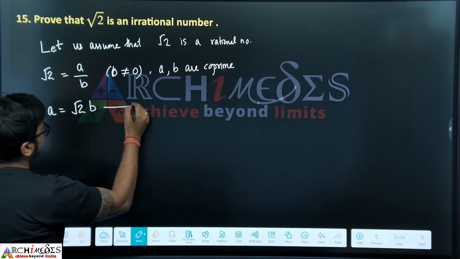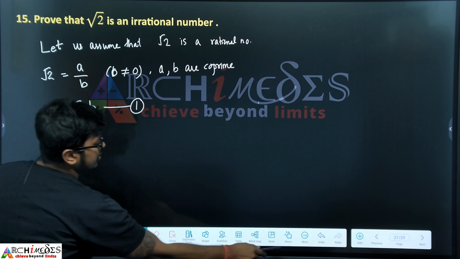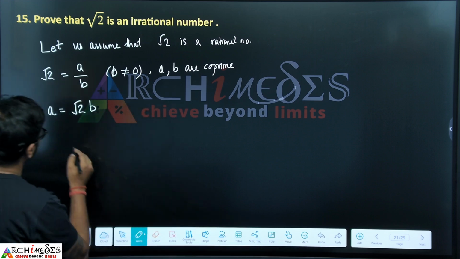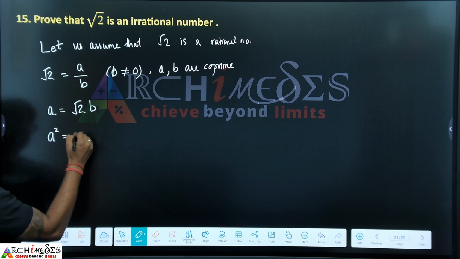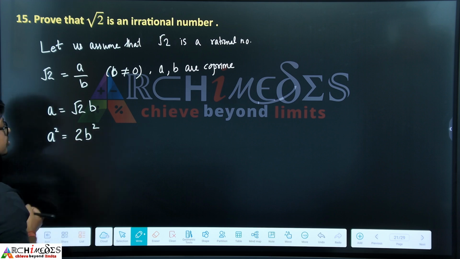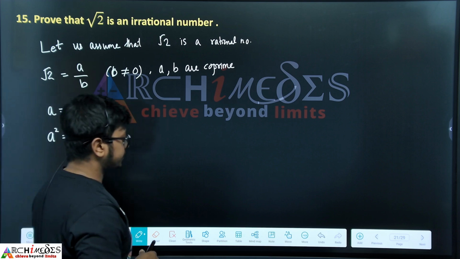Okay. Now call this equation 1. Not this one. Let's square this one first. Squaring both sides, you get A square equals to what? 2B square. Any doubt? One more thing.